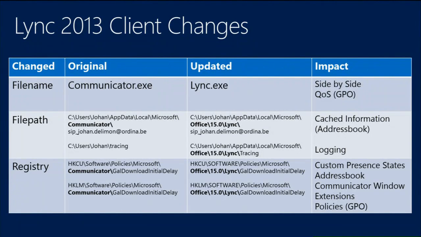And again, for registry, also things changed. For example, if you have custom presence states, you have communicator Windows extensions, or you want to do group policies, also these have been changed from communicator to a new stream. So important things to remember. Any questions? All fine?